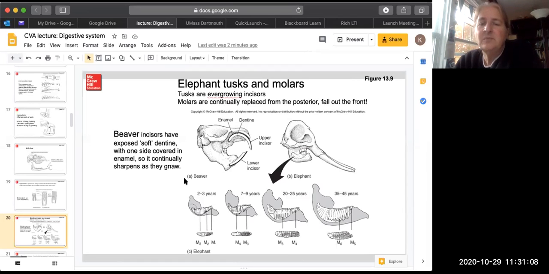Okay, so there's like 6 molars that they go through in their life. At 2 to 3 years old in the elephant, they have 3 molars. Then at 7 to 9 years old, there's a new one coming in the back here, right? So then they've got molars 4 and 5, then 5 and 6 coming in, and at 45 years old they're on their 5th and 6th molar, right?